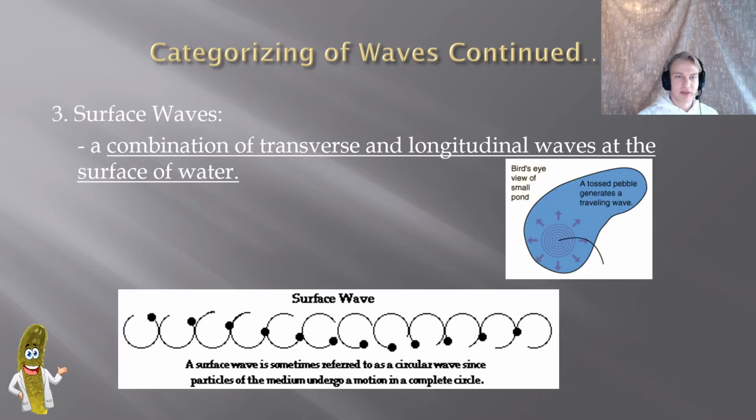The third type of wave here is a surface wave, and this is a combination of transverse and longitudinal waves at the surface of water. A way that you can think of that would be like tossing a pebble, or if you're skipping stones.